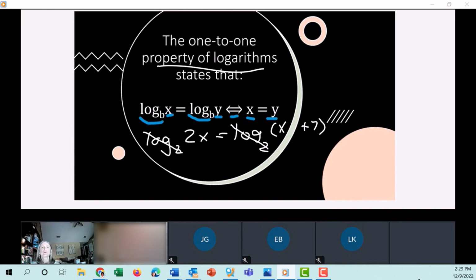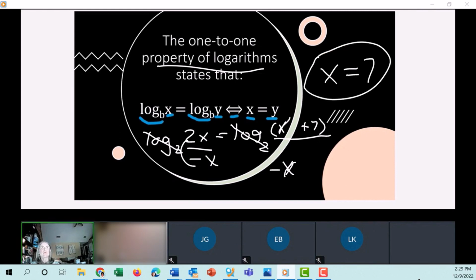Azul? There we go. 2x equals x plus 7. So if I subtract x from both sides, then I have 2x minus 1x is x, and then subtract x from this side, x is equal to 7. That's how the property of logarithms helps us. Any questions there?